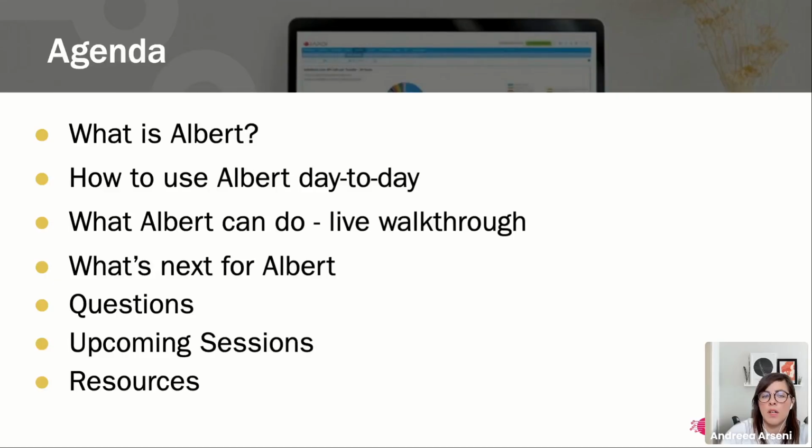Then we'll have a live walkthrough. So I will show you a few examples. Of course, you can also try it out. When you need help with anything, for example, then you can do that. And then you can actually evaluate how Albert responds to you and whether he has helped you or not. Then we have another section called What's Next for Albert. So we are still adding new functionalities, questions, upcoming sessions, and resources.